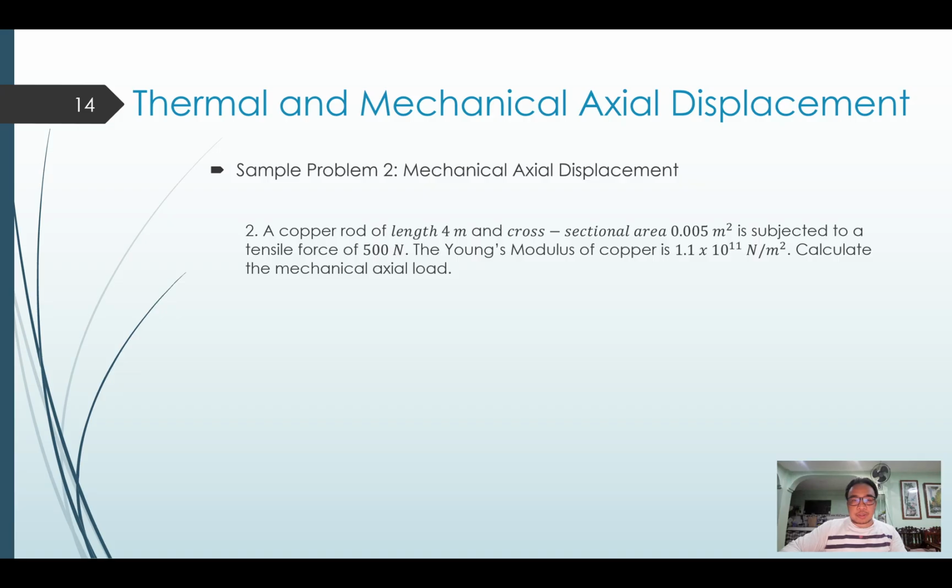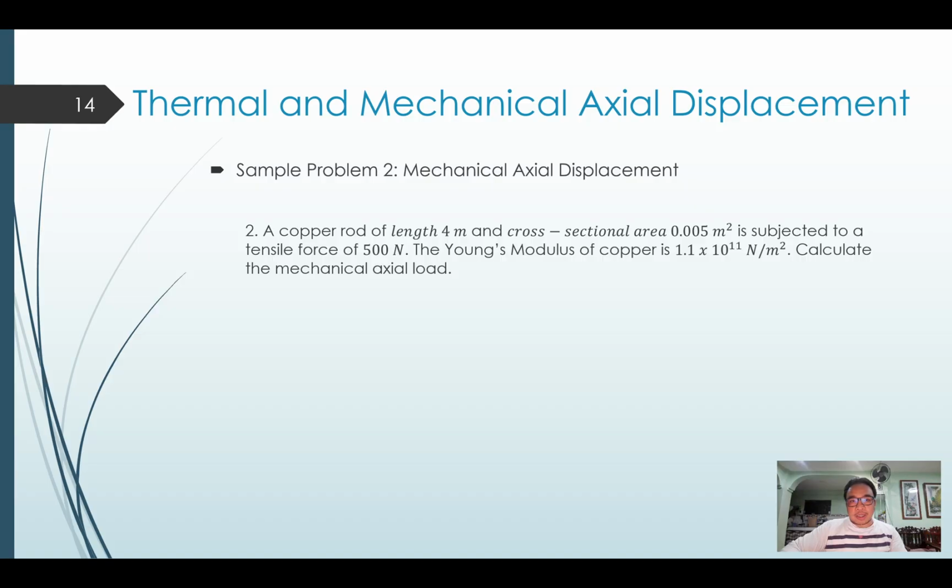Sample problem number 2, mechanical axial displacements. A copper rod of length 4 meters and a cross-sectional area of 0.005 meter squared is subjected to a tensile force of 500 Newton. The Young modulus of copper is 1.1 times 10 raised to 11 Newton per meter squared.